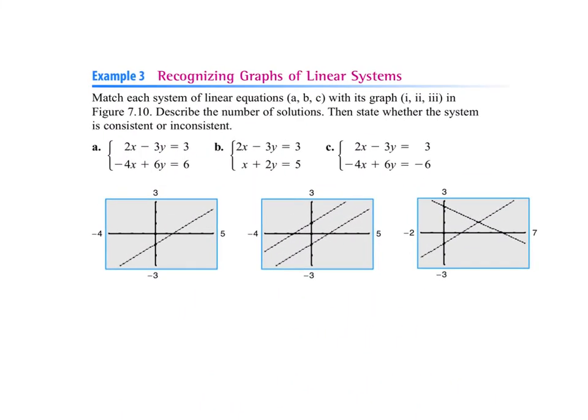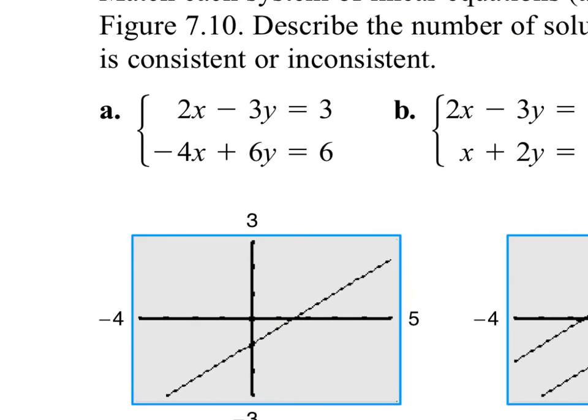So for example 3, we have to match each system of linear equations with its graph and describe the number of solutions, then state whether the system is consistent or inconsistent. So first let's find how many solutions we have. We're just solving this the same way we did in the first two examples. So for A, what do we need to do first? Do you want to cancel out the x's or the y's? The y's? Sure, let's cancel out the y's.